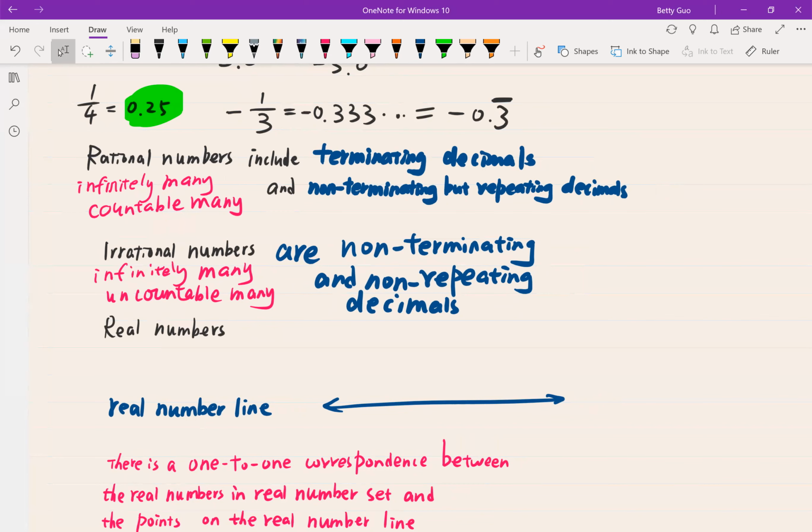All the rational numbers and irrational numbers put together make a set. We get the real number set. So how do we define real numbers? Real numbers include all the rationals and irrationals.